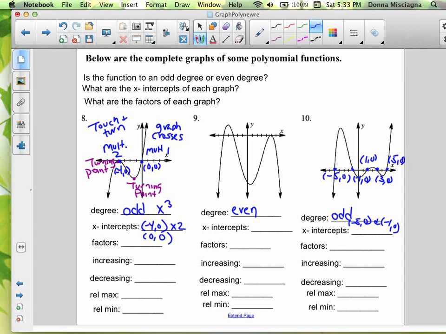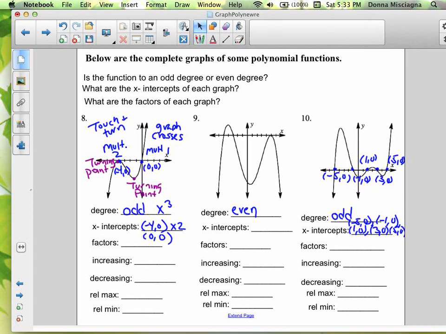We are not putting any ands in here. There are 5 I have to write in. Negative 5, 0, negative 1, 0, 1, 0, 3, 0, 5, 0. Can we squeeze that in? 5, 0. There we go. Those are 5 x-intercepts. So that's leading us to believe it's degree 5.